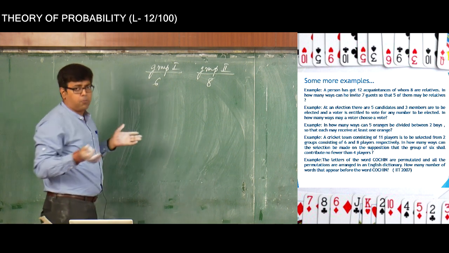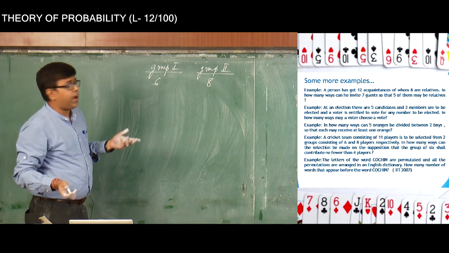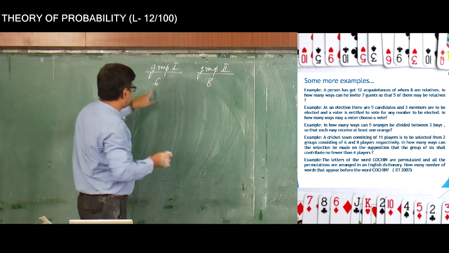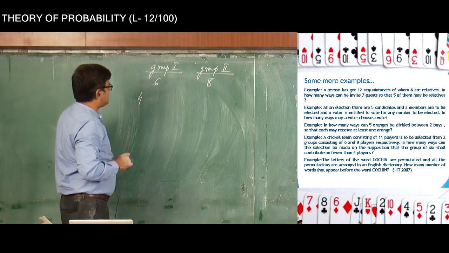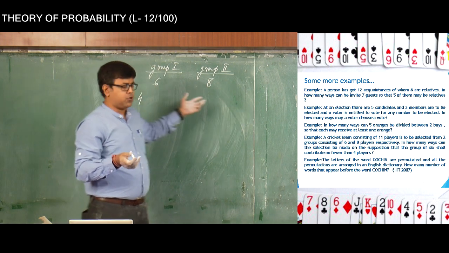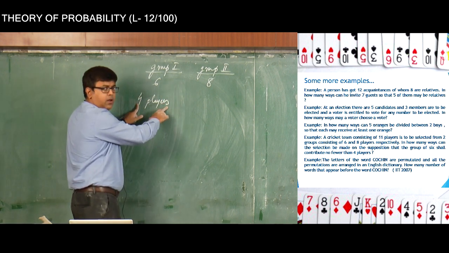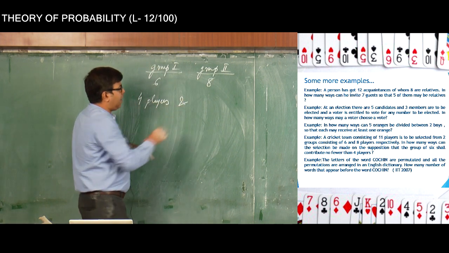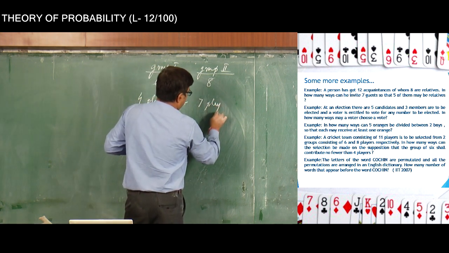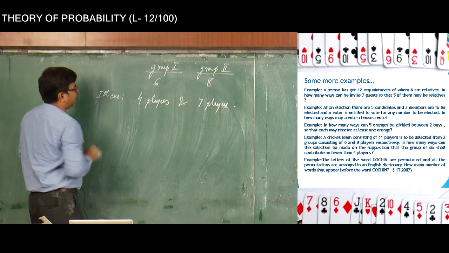Now since they say no fewer than 4 players, obviously there will be 3 possibilities in this particular problem. Why? Because the maximum number of members in group 1 is 6. So the first possibility will be 4 players from group 1 and the rest, 11 minus 4, that is 7 players from group 2. Are you getting my point? That is the first case, right?